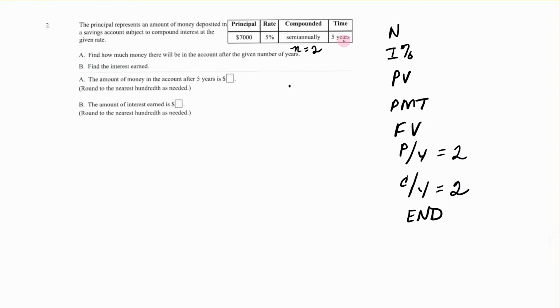It is in the account for 5 years. So it is 2 times 5, n times t. Total number of periods. 10 times they will calculate interest. The interest rate as a percent in this case is 5. The present value, $7,000. Payment, 0. Future value, that's what we don't know. Let's see what it's like to put this all in the calculator.